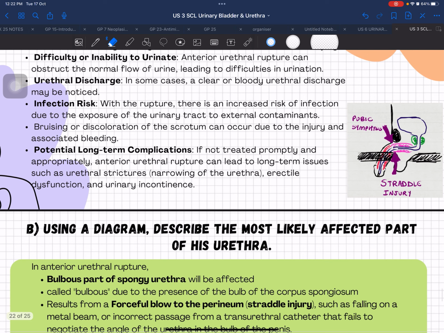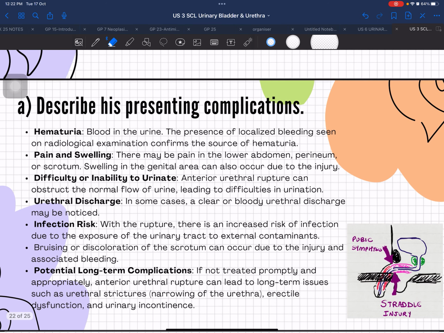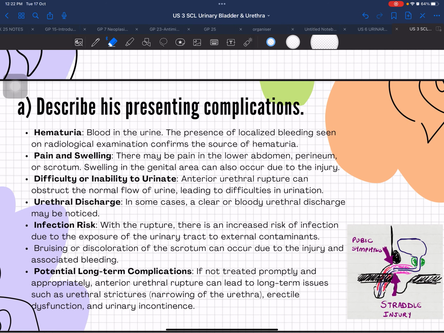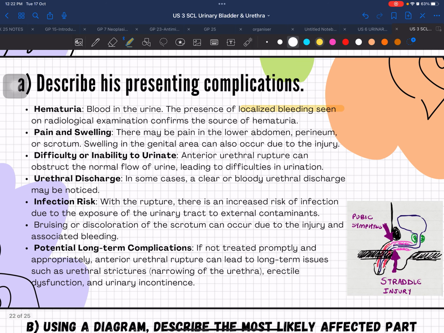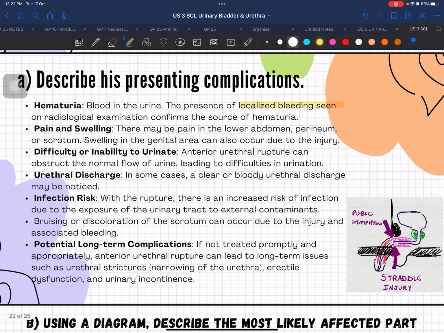The first one would be hematuria. Hematuria refers to blood in the urine. The presence of localized bleeding seen on radiological examination confirms the source of hematuria. In this diagram, the yellow one would be the normal urine that you would see, and hematuria is when you have blood, so instead of yellow you would see it red, which represents blood.